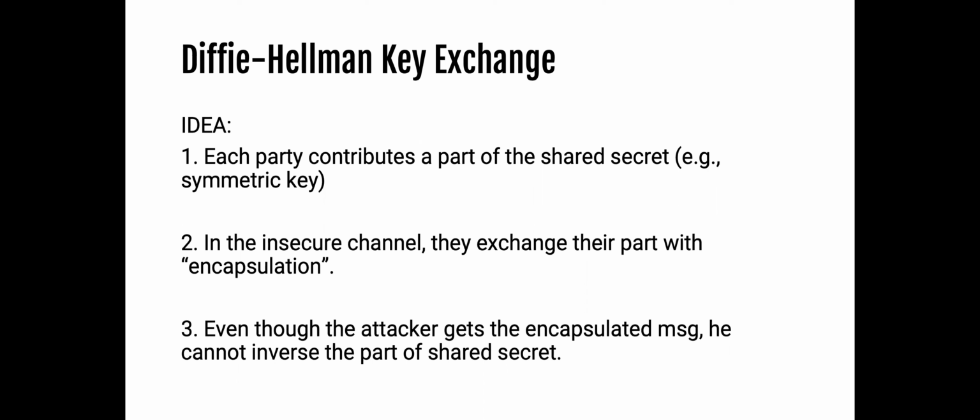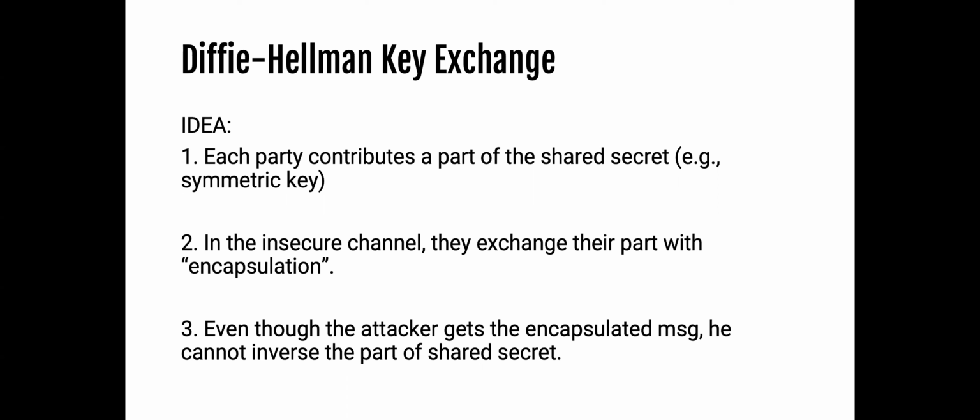But what if someone in the middle gets both parts coming from the two parties? When Alice sends her part to Bob, and Bob sends his part to Alice, Eve sits in the middle and gets both parts. To solve this problem, when Alice and Bob share their part, they are going to encapsulate it, put it in something so that even though Eve spoofs this part, Eve cannot revert it back to the actual part of the shared secret. The question is, how are we going to design this encapsulation? Later on, we'll show you how this happens.